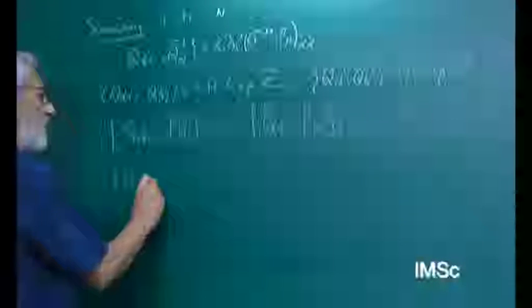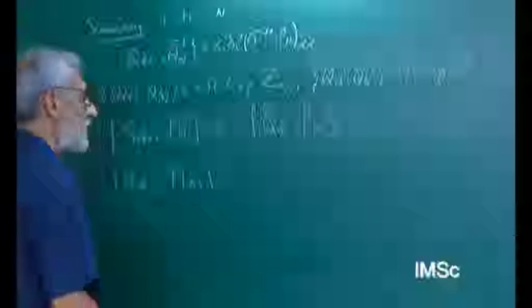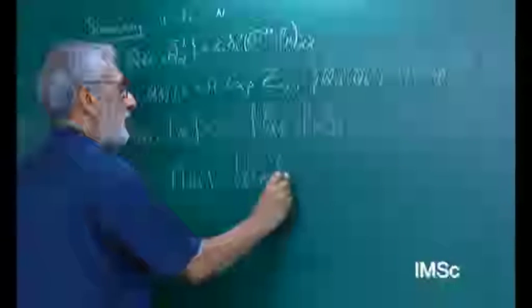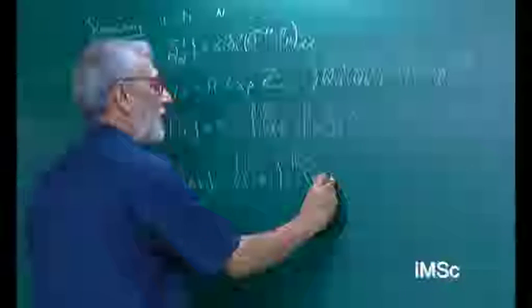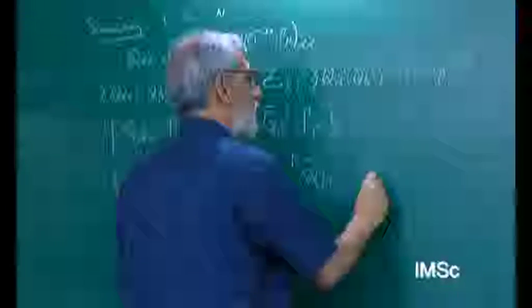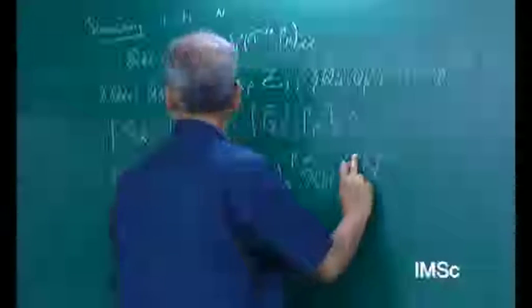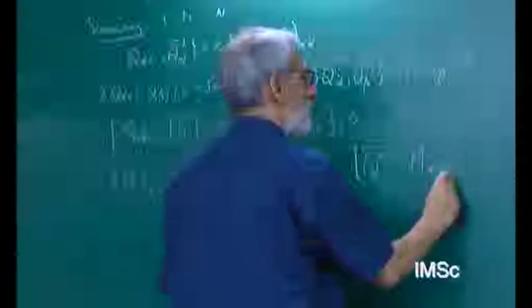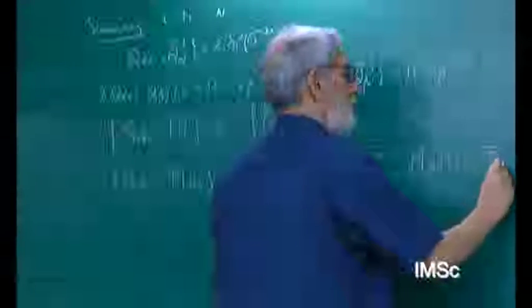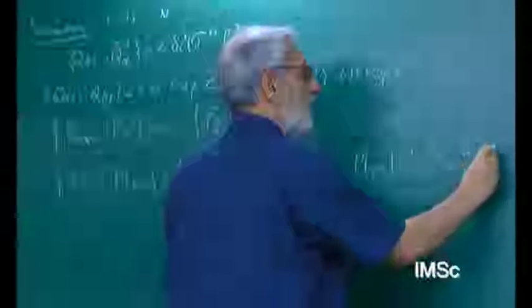And Q alpha I with the Lorentz generator, the commutator is half sigma mu nu alpha beta Q beta I. And Q bar alpha dot I, commutator with Lorentz generators, is half sigma bar mu nu alpha dot beta dot Q bar beta dot I. In addition, we also learnt that such an algebra can accommodate a large internal symmetry group, largest possible.